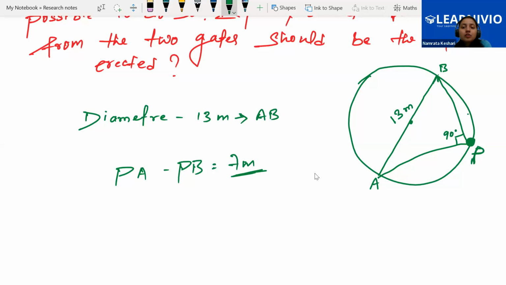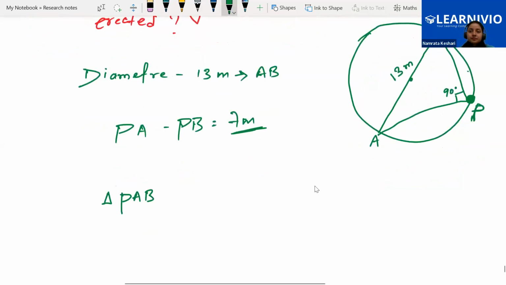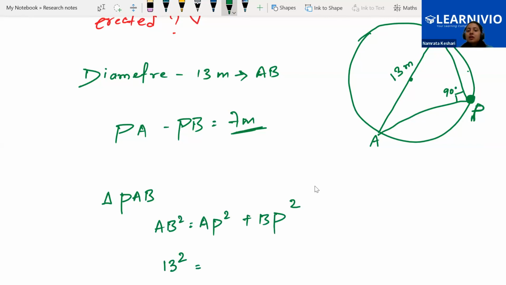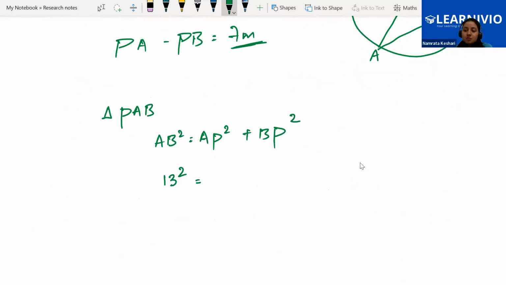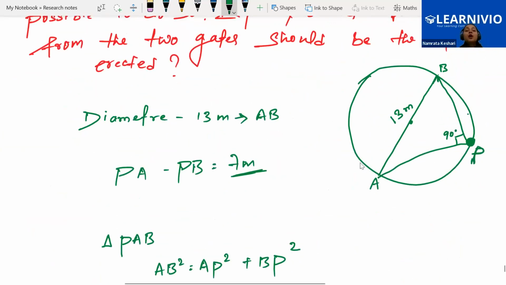So what can be written according to Pythagoras theorem in this triangle PAB? Can you tell me? Anyone? Ma'am, in the triangle, AB square is equal to AP square plus BP square. Can you repeat, Harshit? Exactly, AB square is equal to AP square plus BP square. We know what AB is. AB is 13, diameter is 13, clearly written in the question, right? Now, what is AP? What is BP? That we have to take in consideration properly.